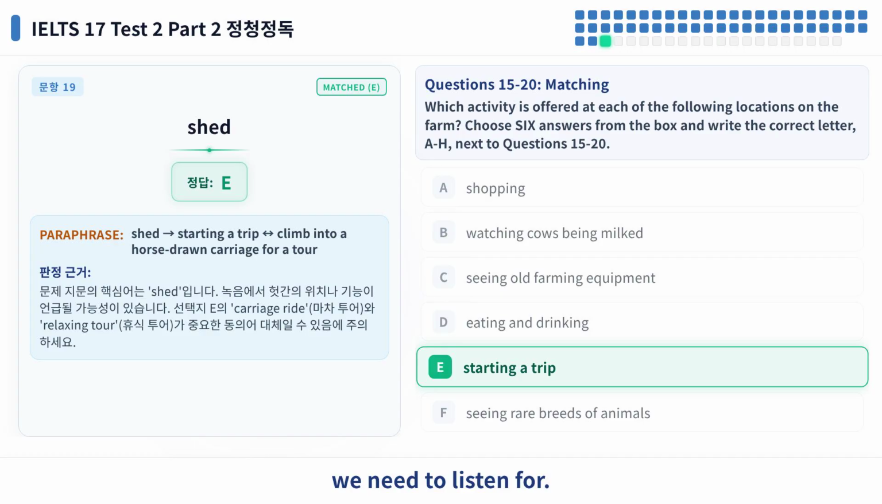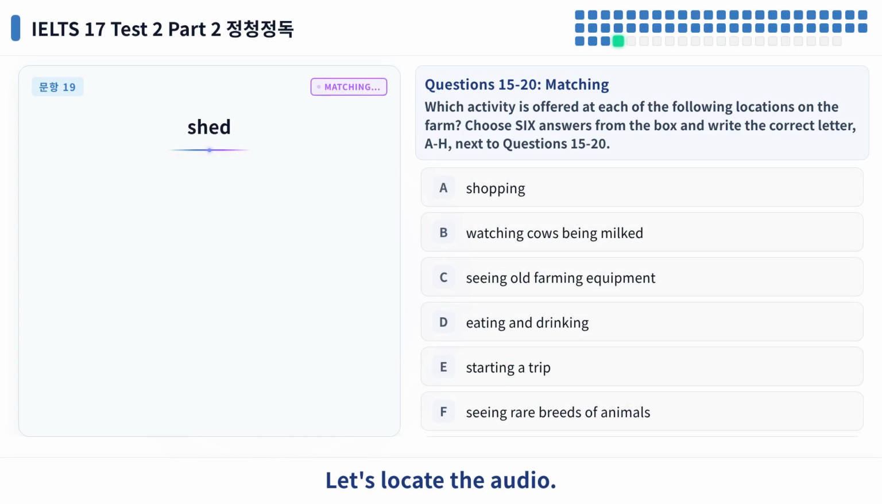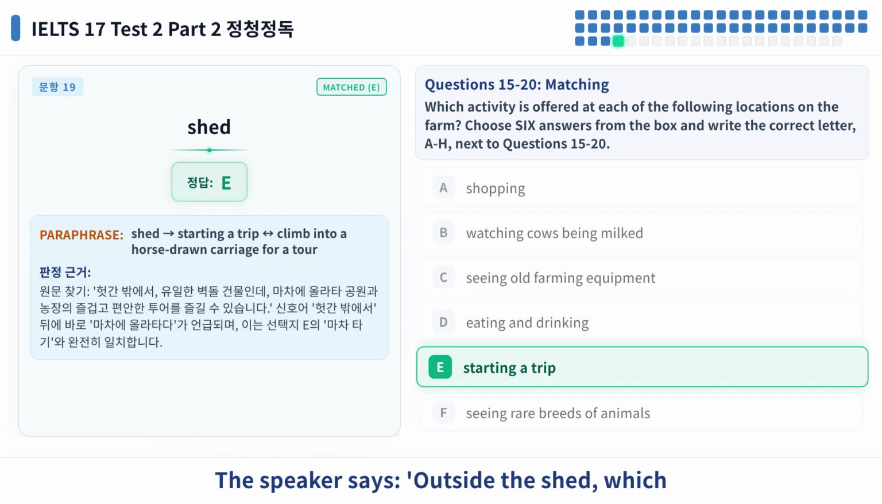The signpost outside the shed is followed by climb into a horse-drawn carriage, which perfectly matches option E's, carriage ride. The answer for question 19 is E. The audio clearly states that outside the shed, you can take a horse-drawn carriage tour, which matches option E. Don't be misled by the word shed into choosing other options.